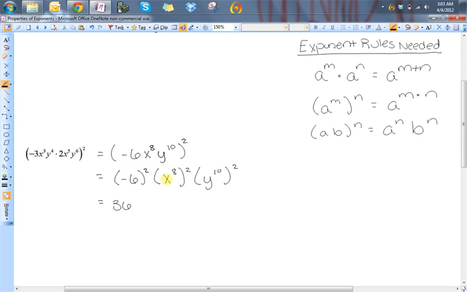Now to be able to do this, x to the 8th squared, we're going to have to use this rule that says if you have a factor raised to an exponent, and then that is raised to an exponent, then you simply multiply the two exponents. So here we have x to the 8th, whole thing squared. So that means I'm going to do x to the 8 times 2, or x to the 16th. This is y to the 10th squared, or y to the 20th.